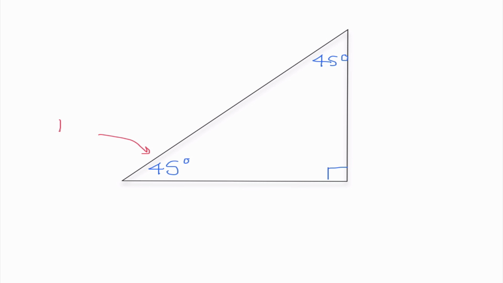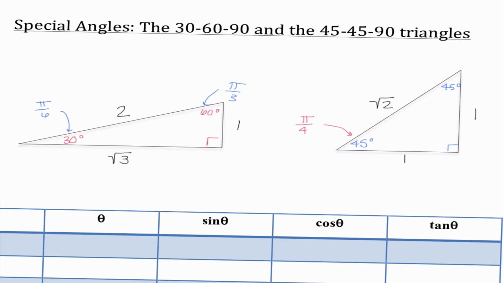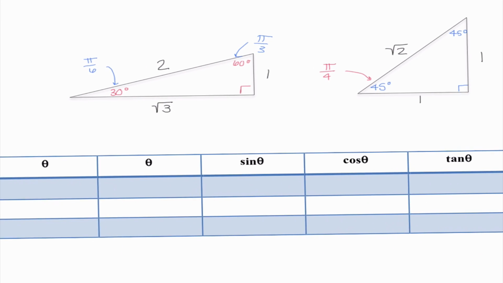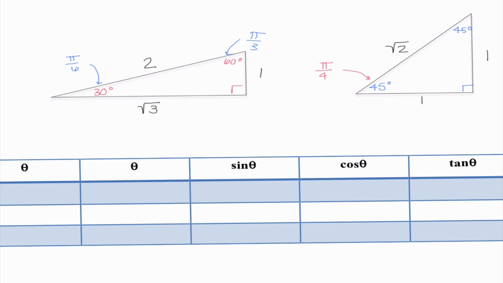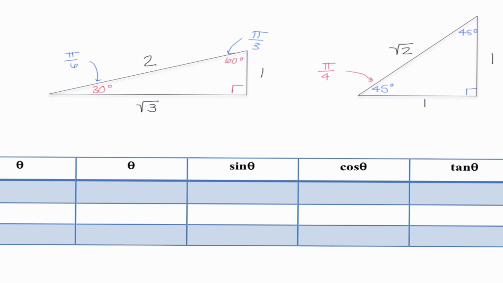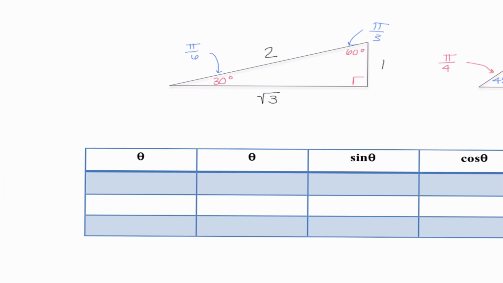We know 45 degrees is pi over 4, and our side lengths are 1, 1, and our hypotenuse is radical 2. So these are the two special triangles that you guys used a lot last year, and we're going to use them a lot right now as well. So we're going to start just by focusing on 30 degrees as our reference angle. So that would be pi over 6.